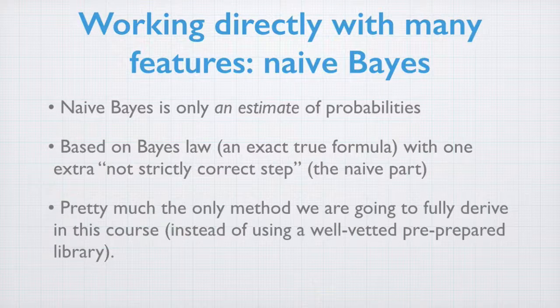When working with data sets with very many features, we suggest at least trying naive Bayes. Naive Bayes returns an estimate of class probabilities. It is based on Bayes' law, which is an exact formula for class probabilities. However, naive Bayes itself is only an estimate due to an extra, not strictly correct step, the so-called naive part. Naive Bayes is pretty much the only method we're going to fully derive the theory for. For most methods we strongly advise using a well-vetted, pre-prepared library.